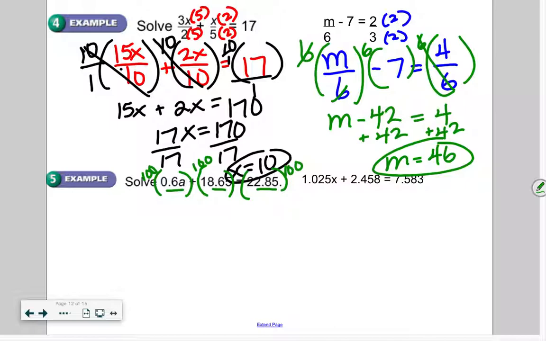So what is 6/10 a times 100? 60A. Plus, what's 18 and 6500ths times 100? 1,186. Right, it just moves the decimal point to the end. And 22 and 8500ths times 100? 2,285. 2,285.